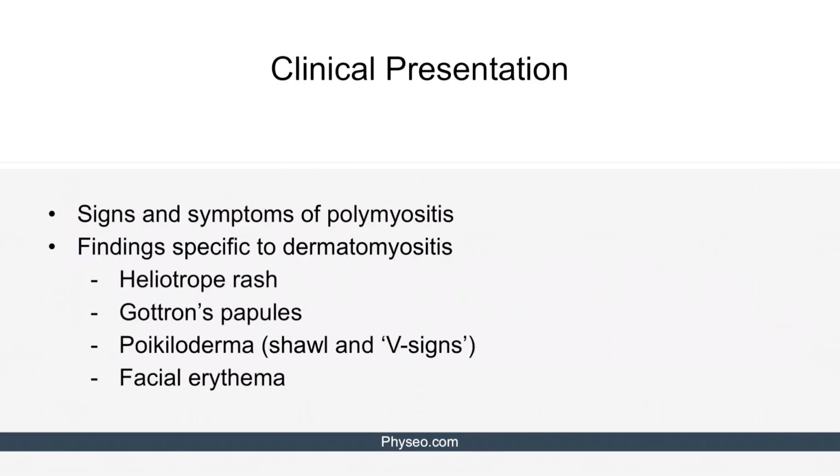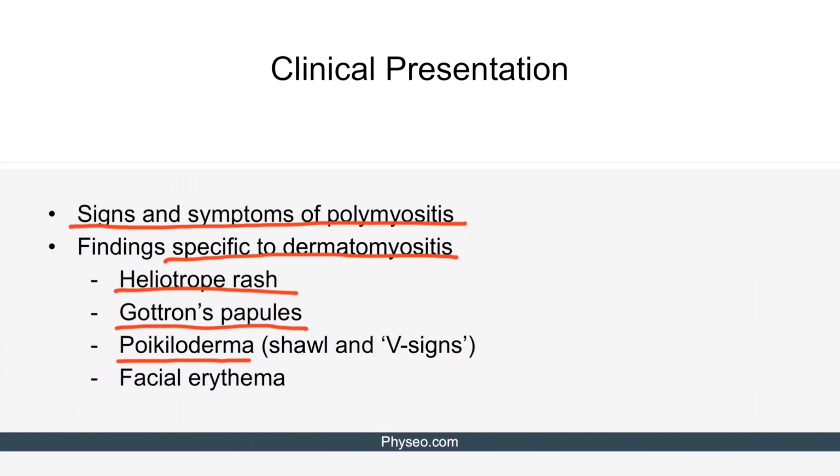Clinical presentation of dermatomyositis includes the signs and symptoms of polymyositis plus the skin findings. Findings specific to dermatomyositis include heliotrope rash, which is essentially erythematous skin in the periorbital region, sometimes also accompanied with periorbital edema. Gottron's papules are erythematous papules found symmetrically, typically on the extensor surface of finger joints.